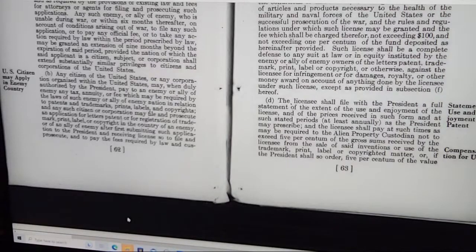D. Statement of use and enjoyment of patent.